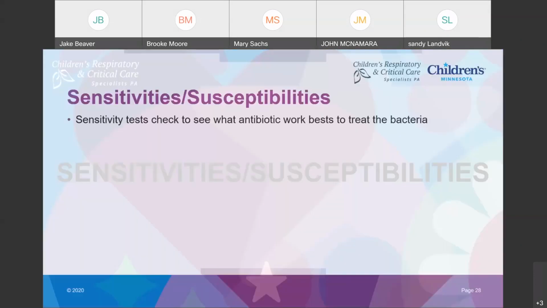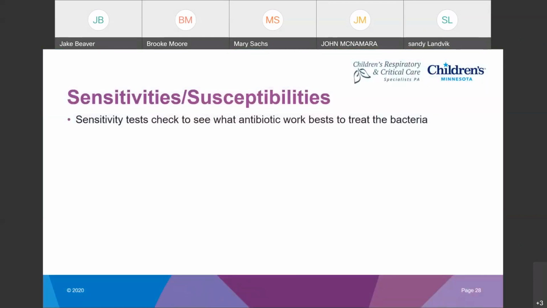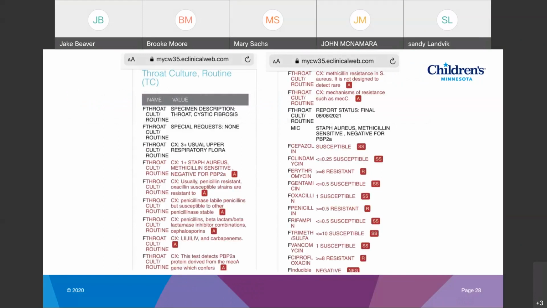Sensitivities and susceptibilities. A sensitivity test checks to see which antibiotic works best to treat the bacteria. If you are logged into our patient portal through our clinic, particularly if you're looking at it on the app on your phone, this is what the results might look like. It can be a little bit overwhelming to look at these images because, of course, when you see red, you think it means bad things. But in reality, most of the information on this slide is good information.